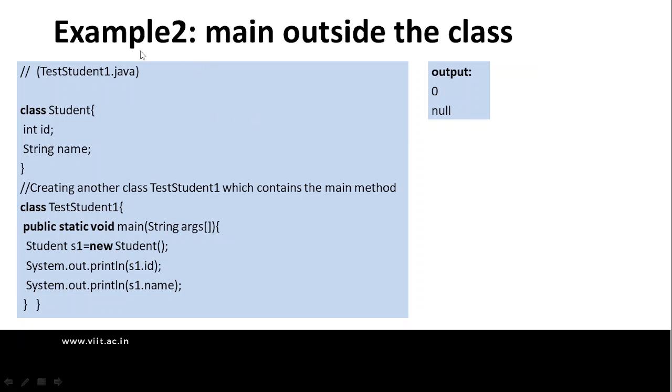So that example 2 is a main outside the class. We can write a class, and then we can have another class, and in that class we can have another variable, another class, and inside that we can write a main. In that main method we can create objects. For example, here the class is Student, with ID and name as the variables, and these variables we can access through another class. That class is a test class.